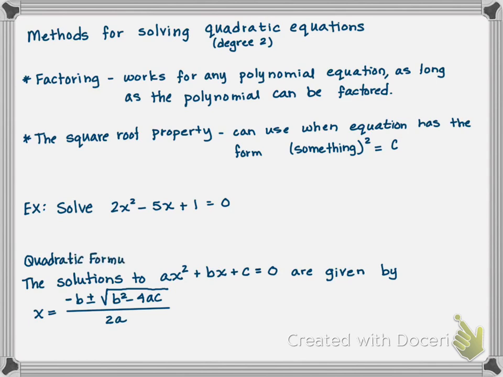And it's handy, but it also has a lot of drawbacks. We can only use it for quadratic equations. So if I have an equation like 3x to the third plus 4x minus 5 equals 0, just because that has 3 terms doesn't mean I can use the quadratic formula, right? That's not a quadratic equation. It's a degree 3 polynomial equation, and so the quadratic formula won't give me the solutions to that equation.